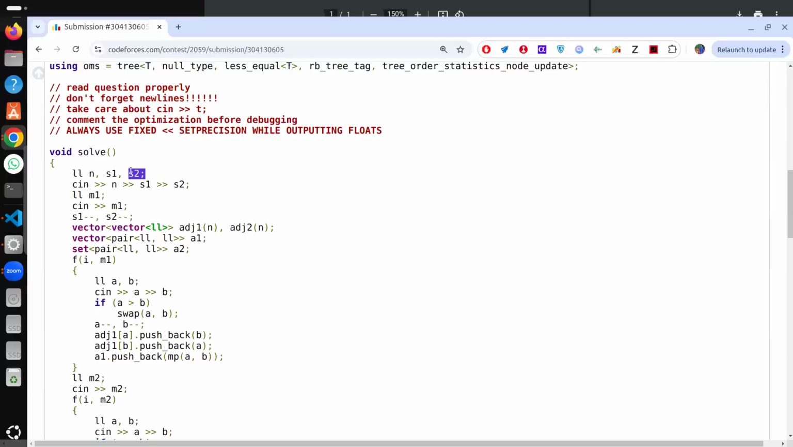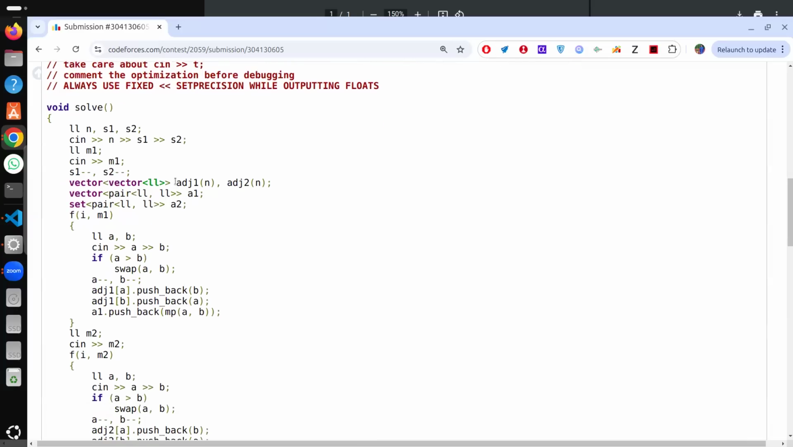n, s1, s2 I'm taking. So s1 and s2 are starting points, and then m1 the number of edges, and I also made it zero indexing, so I decreased them. I have two adjacency lists for both the graphs, and a vector of pairs a1 that stores the edges for the first graph, and this stores them for the second graph. And you might know that this is a vector and this is a set, and why that is, I'll tell you in a second.